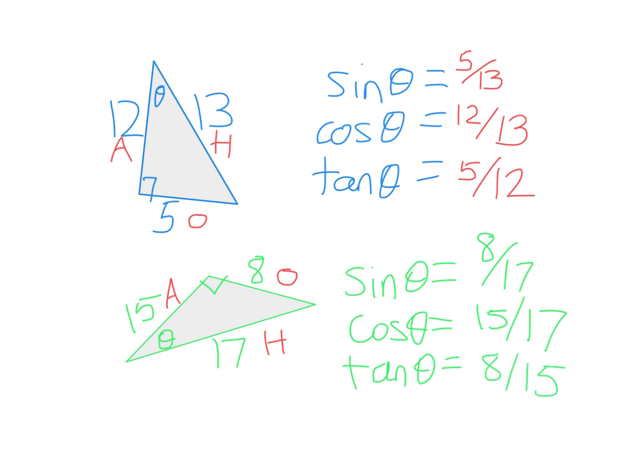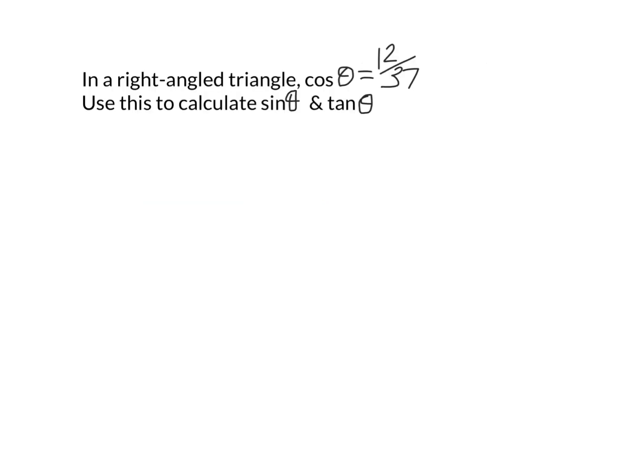All right, let's look at a slightly harder question involving these ratios now. Here we're told in a right angled triangle, cos theta is 12 over 37. We're going to use this to calculate sine theta and tan theta. This is a worded question, and it's hard to know what's going on without seeing it. So for worded questions, let's always start by drawing a diagram. We're going to draw a right angled triangle where the cosine ratio is 12 over 37.